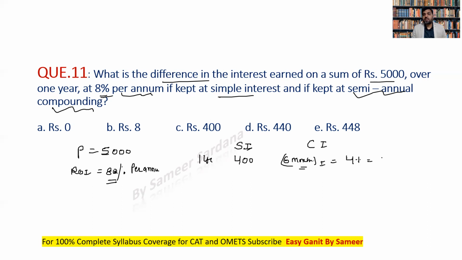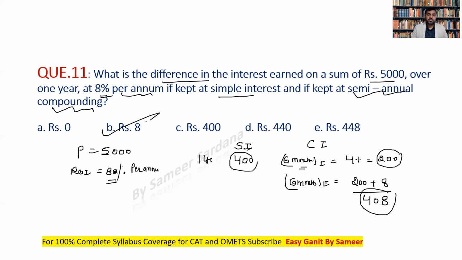4% interest means I will be getting 200 rupees of interest. Now, in the next 6 month period, I'll be getting 4% on 5,000, that is 200. But in addition to that, I'll also be getting 4% of this 200. That's the compounded rate of interest, that is 8 rupees. So in total, I'll be getting 408. The difference you can see here is, here I'm earning 400, here I'm earning 408. So the difference between these two interests is equal to 8.